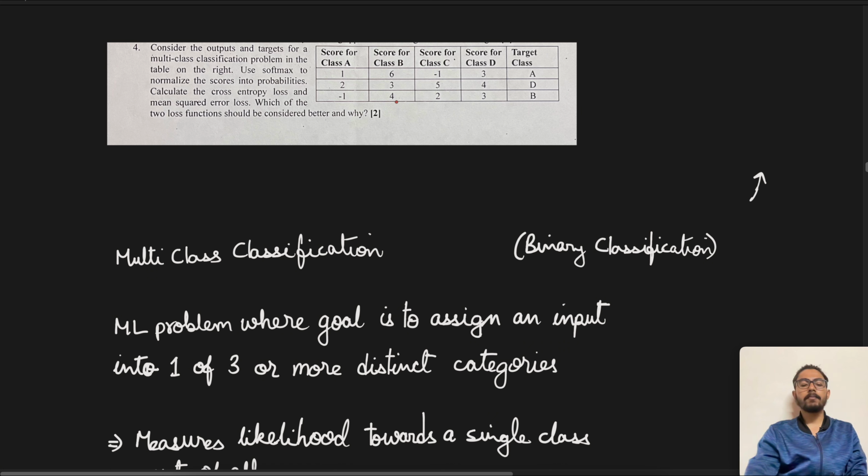So we have been given a table to the right which contains 4 classes and their target classes A, D and B along with the scores for each class. Once we go through this problem, we will understand that it's quite an extension of the binary classification problems in machine learning.